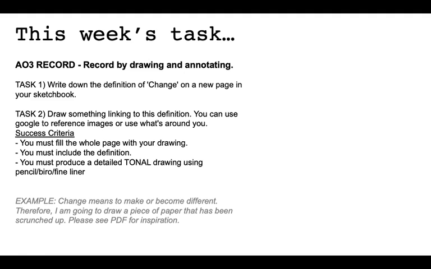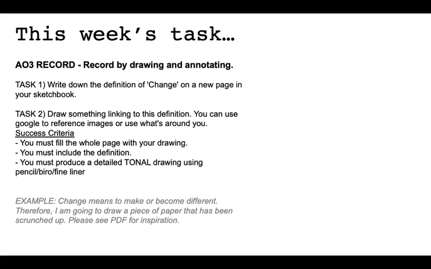This week's task is all about AO3, which is our assessment objective linking to drawing and annotation. I want you to engage with the definition of change because again we need to think about the written with the practical and combining our knowledge of written words and written text into our practical work. So I want you to write that down in a new page in your sketchbook, and then I want you to draw something that links to this definition.